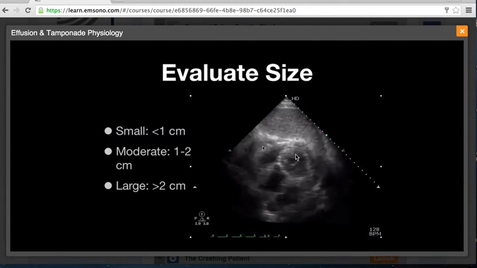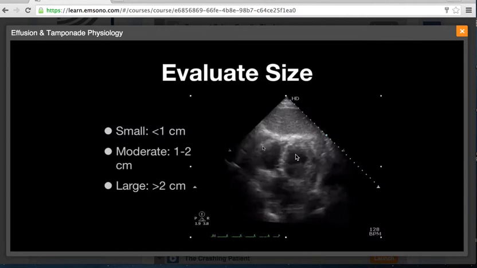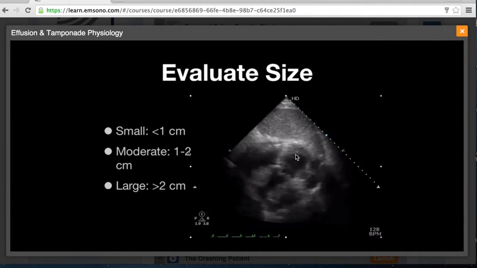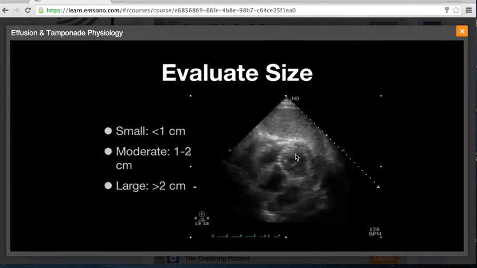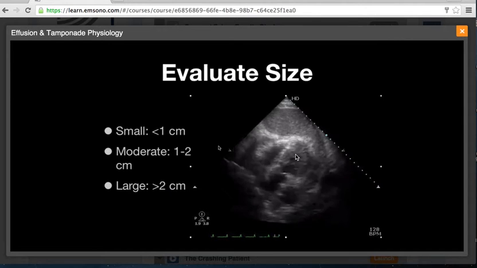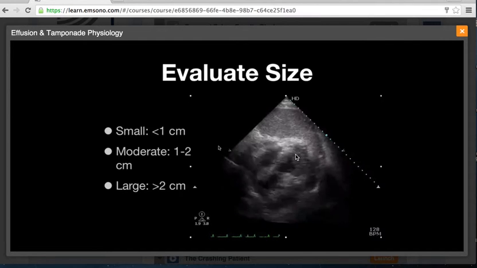You can evaluate the effusion for size. A small effusion would be one where during diastole it's less than 1 centimeter in width at its widest. A moderate effusion is going to be between 1 to 2 centimeters in width at its widest during diastole, and a large effusion is going to be greater than 2 centimeters in diameter during diastole. Now remember, as we talked about in the trauma module, size doesn't matter in the trauma patient. The presence of an effusion is the most significant finding in these patients, since most of these are otherwise young, healthy people with fluid-naive hearts.